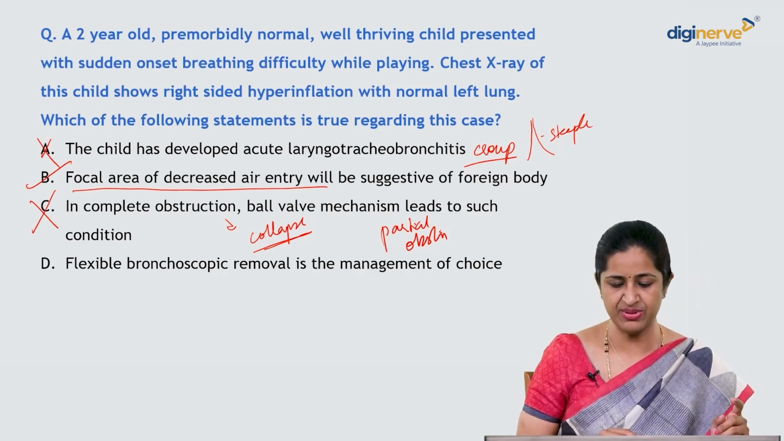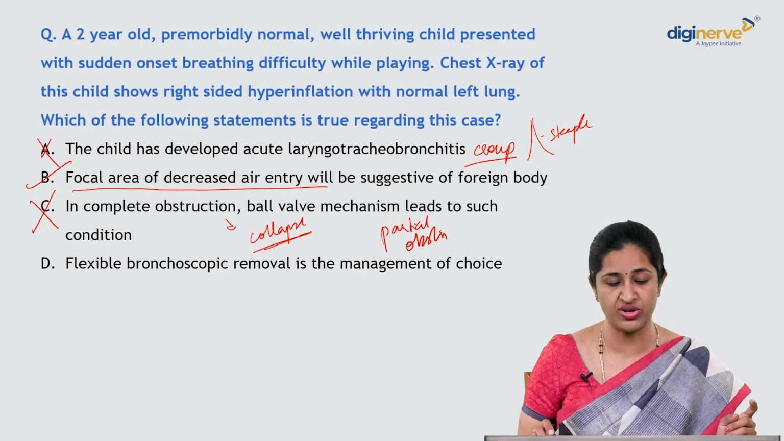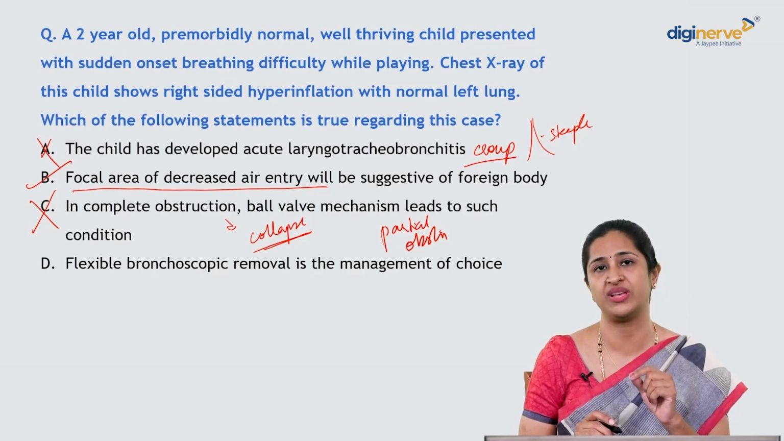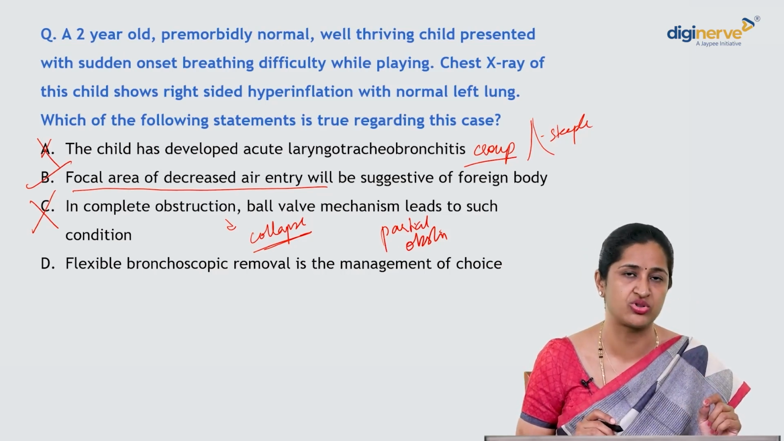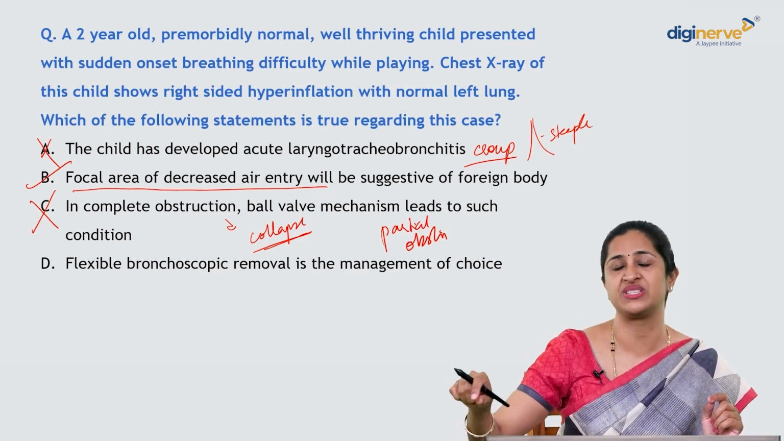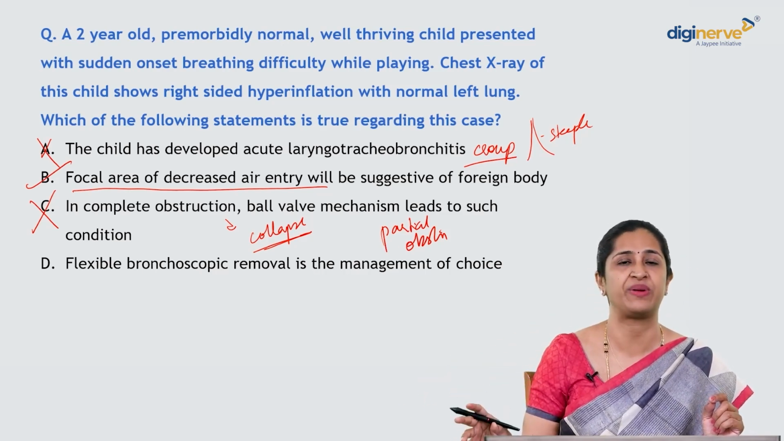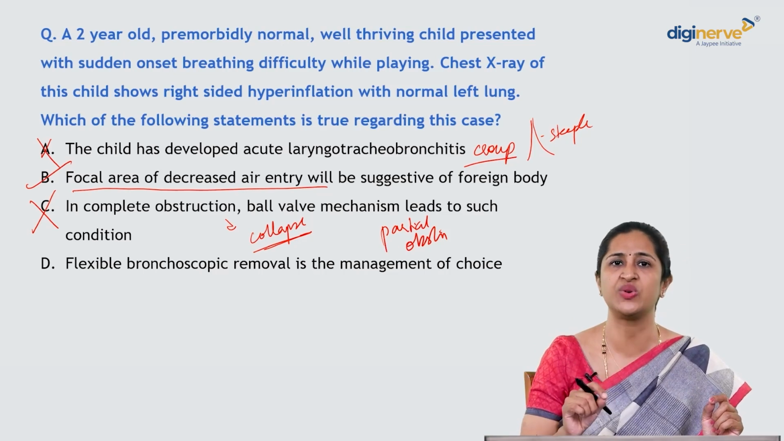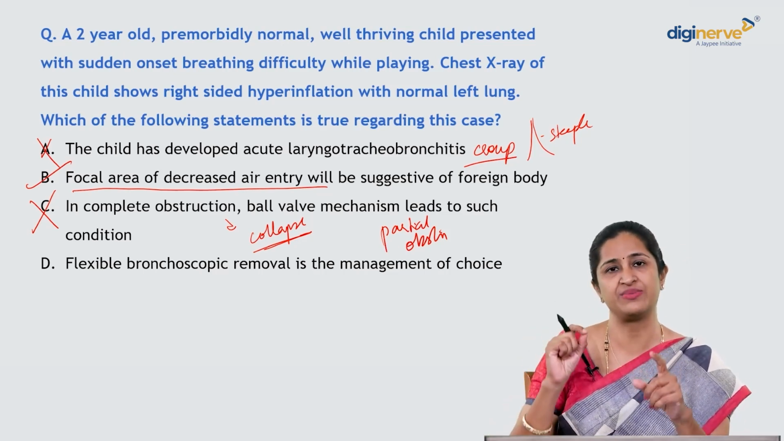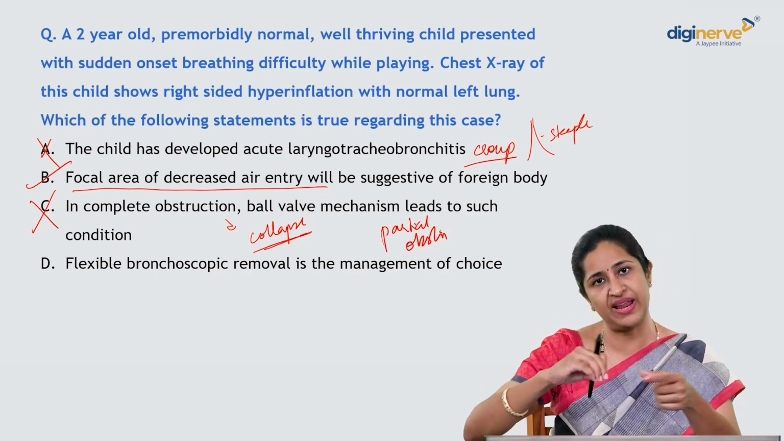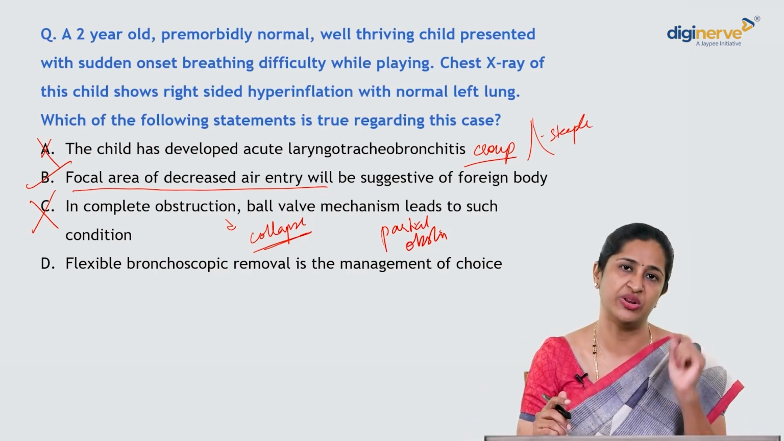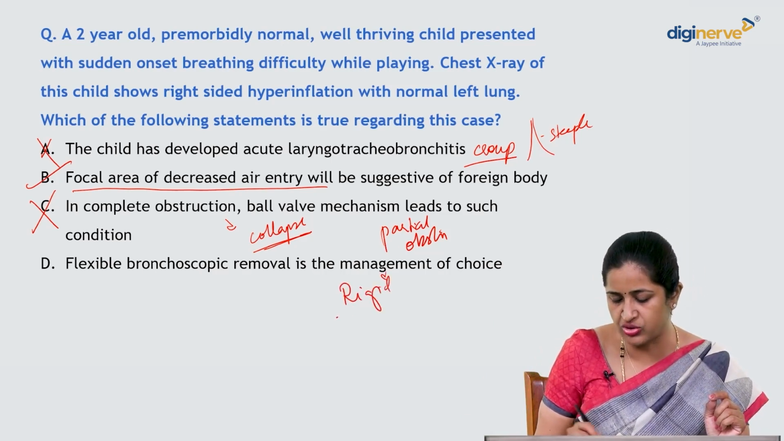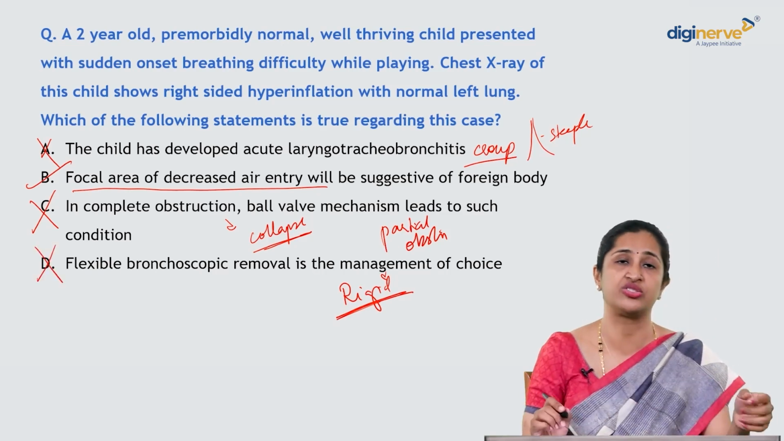Flexible bronchoscopic removal is the management of choice. Now remember, it depends upon the level of the foreign body and which foreign body it is, to decide whether it can be removed by flexible bronchoscopy. Sometimes deep foreign bodies which have gone deep into the branches of the primary main bronchus, it's very difficult for the flexible scope to reach that low. And usually removing foreign bodies through a flexible scope is very difficult because the foreign body will not be allowed to be maneuvered through the scope. So usually for foreign body removal, the management of choice is rigid bronchoscopy. Hence, this is also not the right answer.